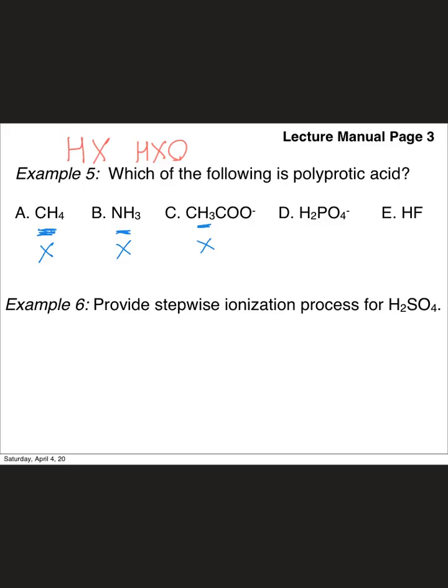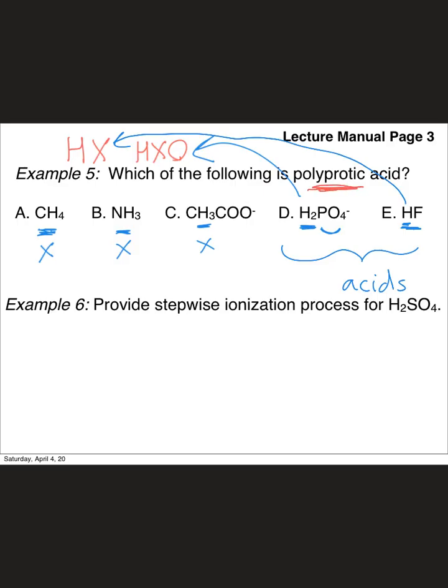Now, if you're looking at D and E, D has 2 hydrogens written first before PO. And as you see, this matches the oxyacid generic formula. And next, if you look at HF, you can see that hydrogen is written first, and this matches the generic formula of a binary acid. So that means these two are considered to be acids. Because polyprotic acid means many protons, if you're looking at it, this contains more than one proton, this contains just one proton, so the answer for polyprotic would be D.